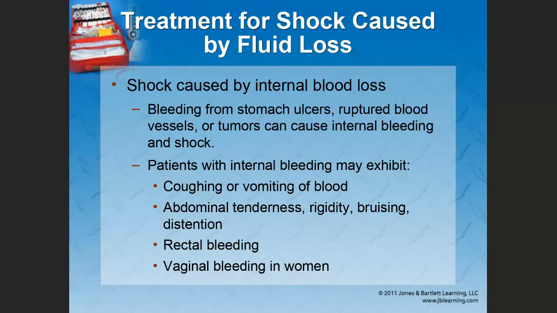Abdominal tenderness may be present, rigidity, bruising, distension. Distension is a late sign for the abdomen. There might be rectal bleeding and vaginal bleeding in women.